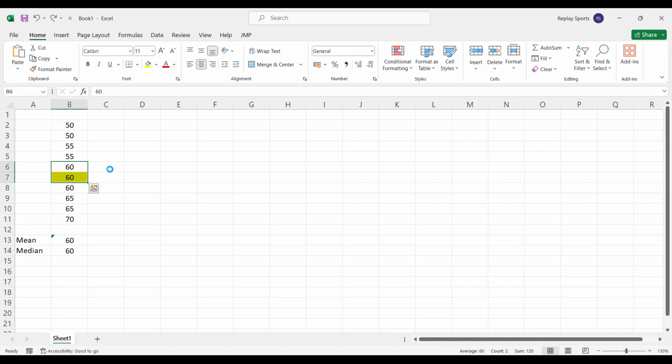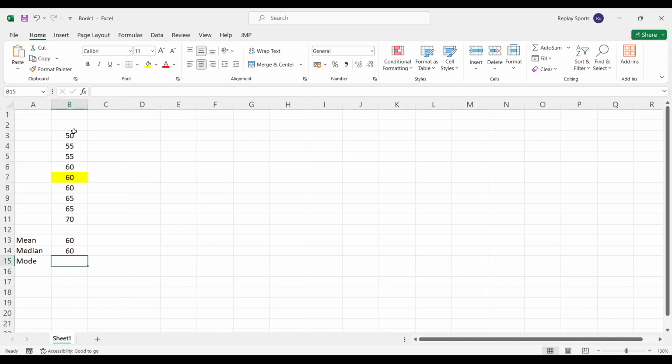For now, let's say that 50 is not there. So this is your data set. Your mean, the average, is 60, and the median is also 60. What about mode? What is mode? Mode is the maximum occurring value. Maximum occurring value is called mode. So which number is appearing the maximum number of times?